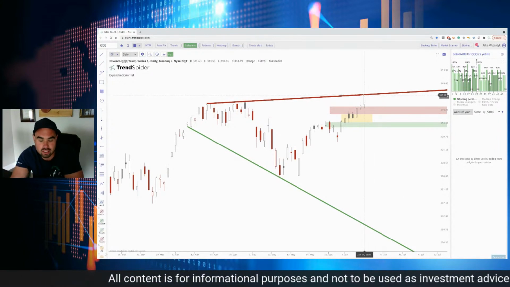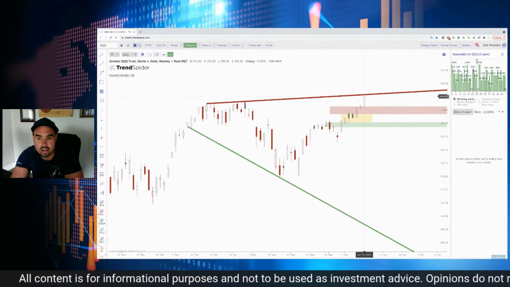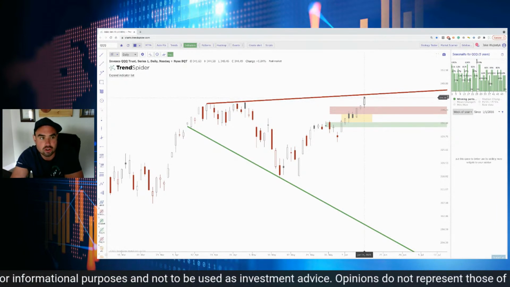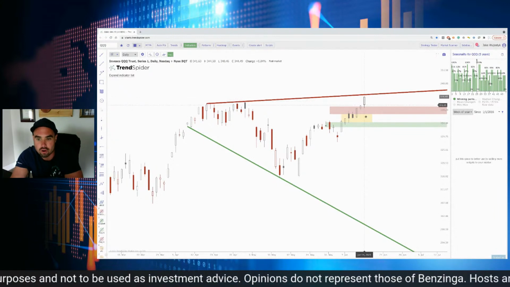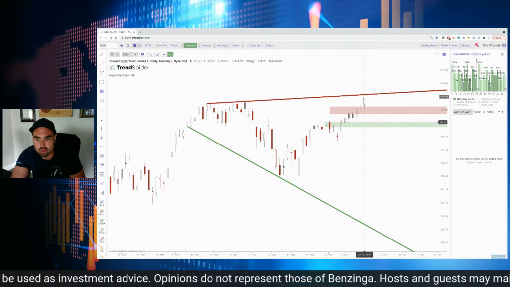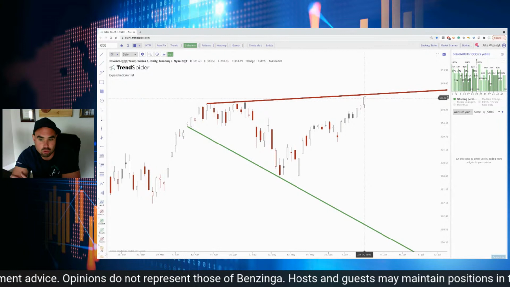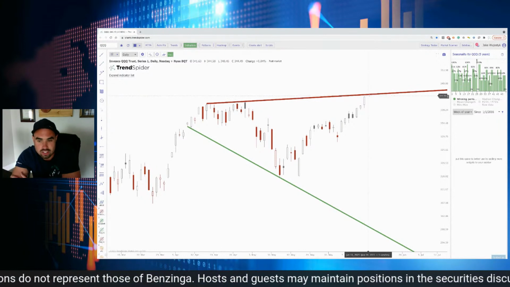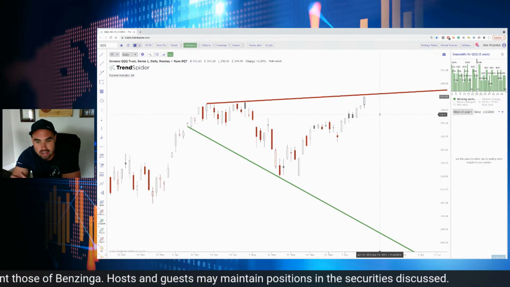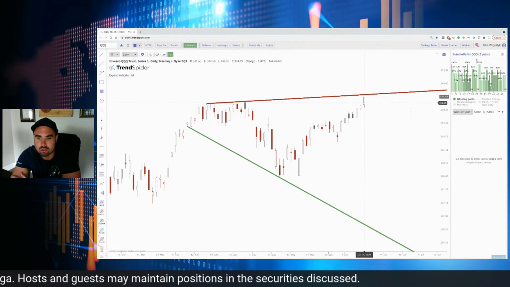345.25 or so is this resistance above, and we're already almost there today. So a really, really strong move in the Qs so far this week. And this is where we really are going to see if we're going to break out, or act as resistance for the next couple days and pull back. But the same thing with the Qs. We're moving up into this area of resistance.